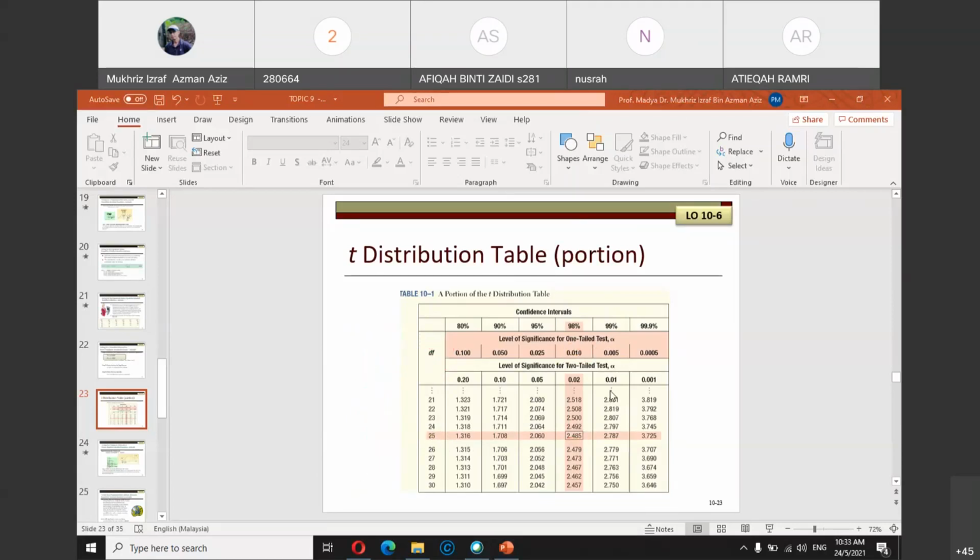I'm sure the way you read the t table is pretty much the same as what you did for the confidence interval. The main thing is referring to the right row and also the right column. So DF is n minus 1 for this chapter. 25 under 1%, 2.485.